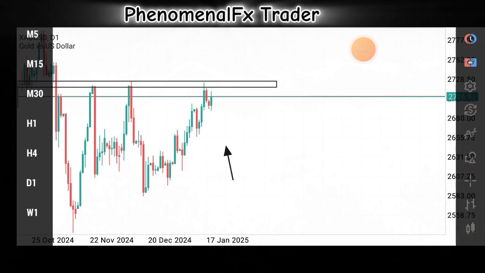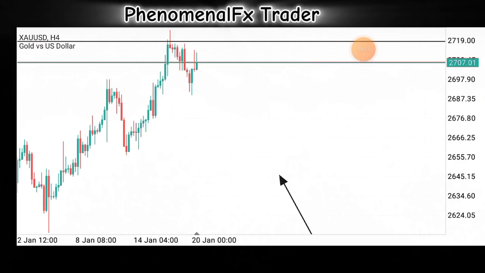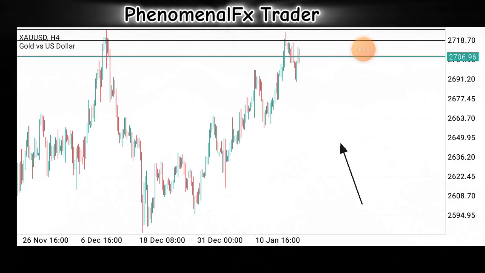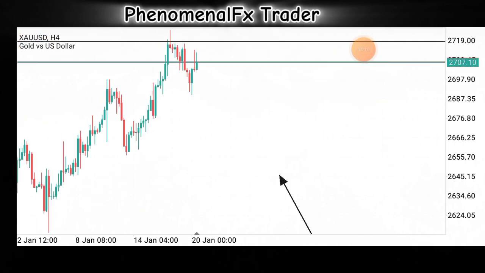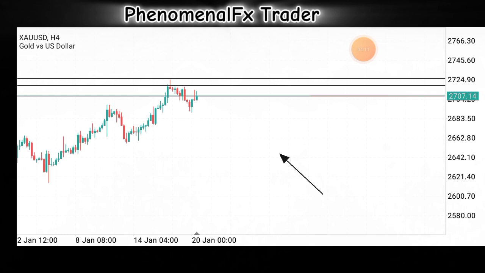So let's go to the 4-hourly time frame. On the 4-hourly time frame, let's see, where is it? Okay. So this is it on the 4-hourly time frame.